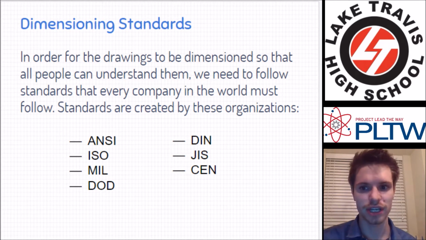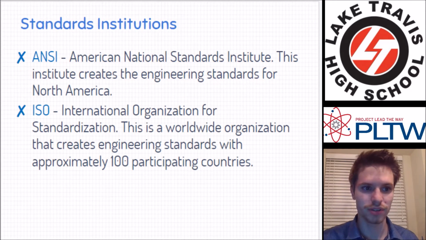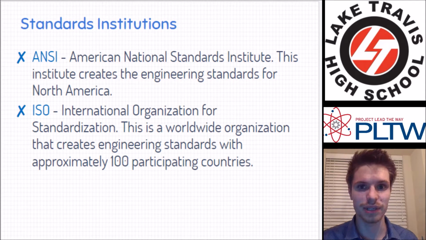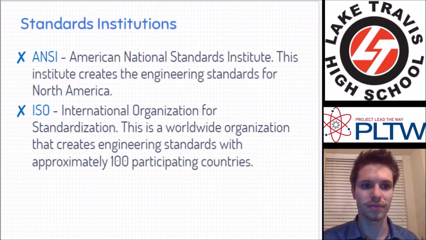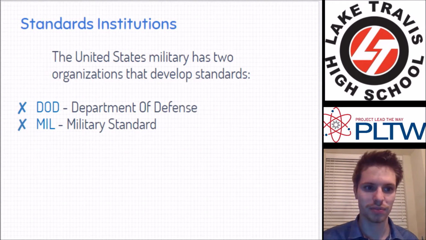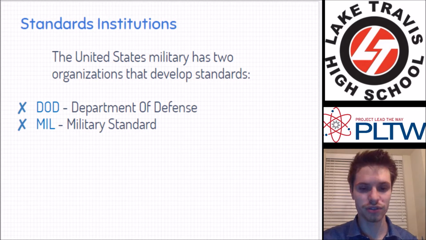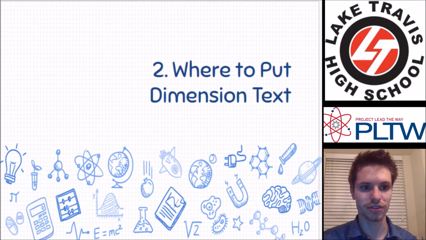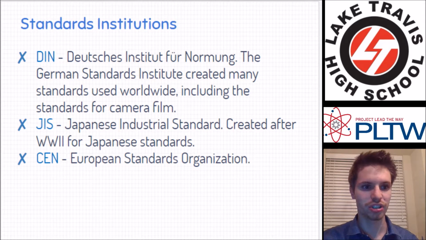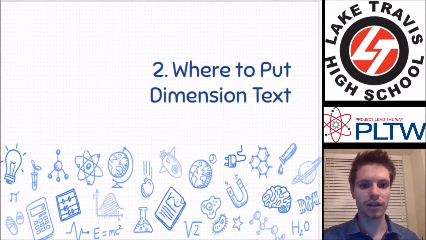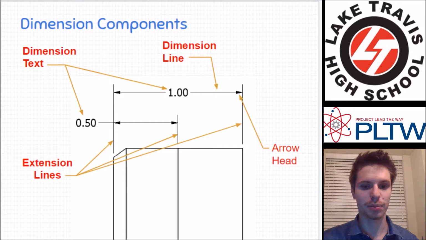So here are some of the standardizing institutions that we use. ANSI and ISO are the big ones. There's also ASME, the American Society of Mechanical Engineers, that creates some standards for our dimensioning, but ANSI is American and ISO is international. That's the big difference there. The U.S. military has a couple of standards here, and then there are some international standards here, German, Japanese, and European.